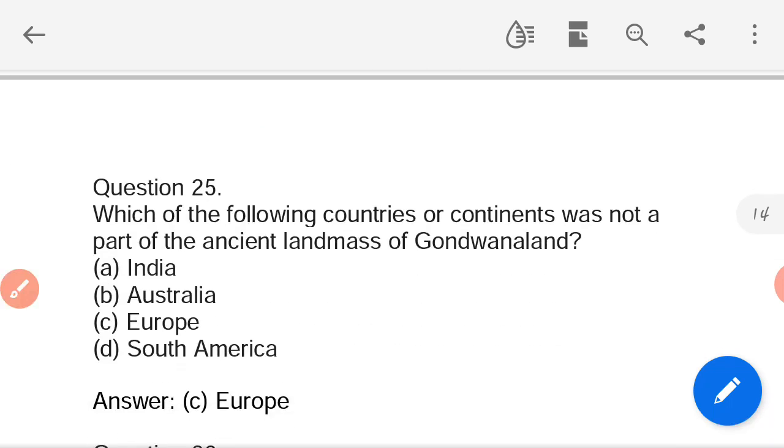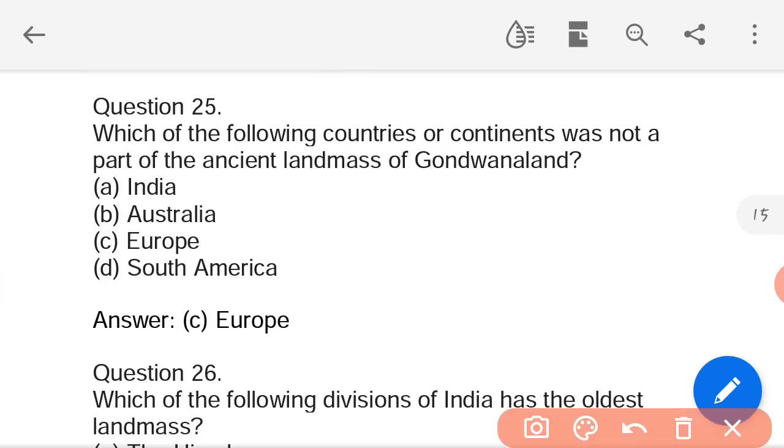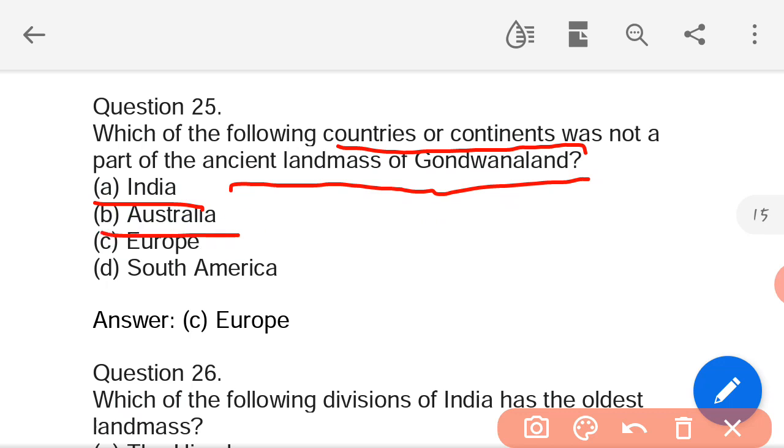Next question. Which of the following countries or continents was not a part of the ancient landmass of Gondwanaland? Option A India, option B Australia, option C Europe, option D South America. Right answer is option C Europe. Next question.